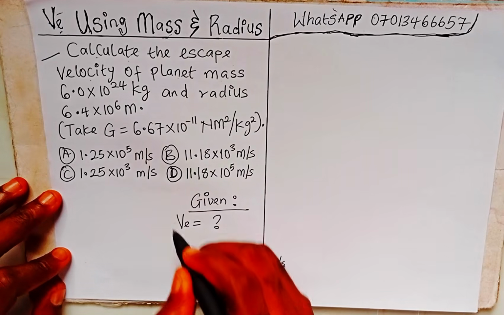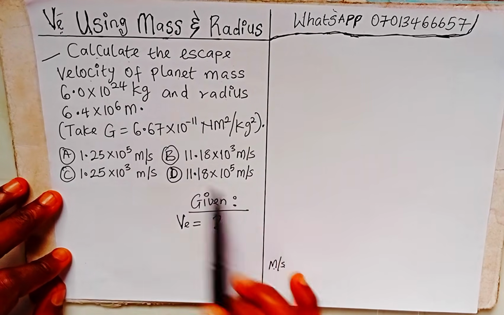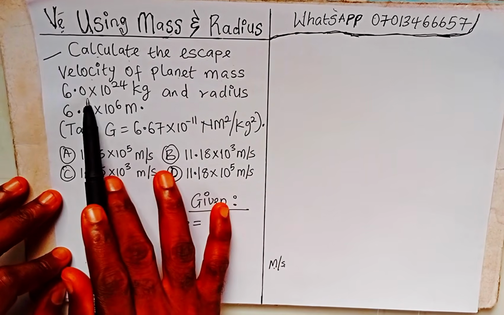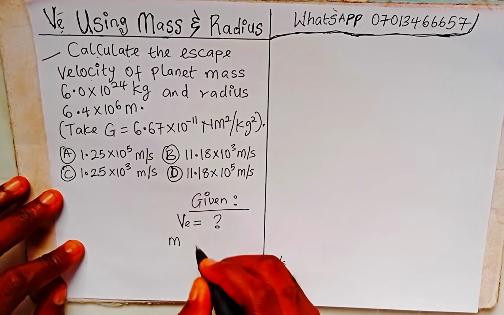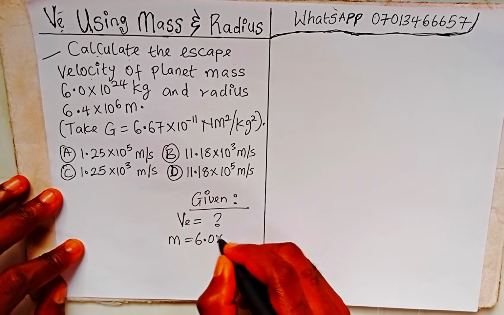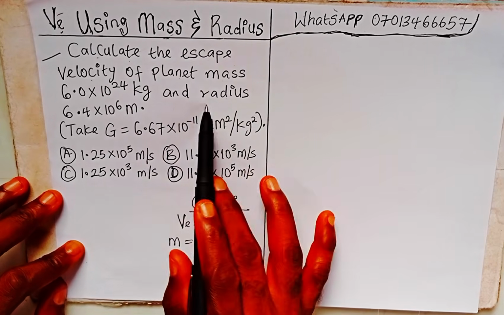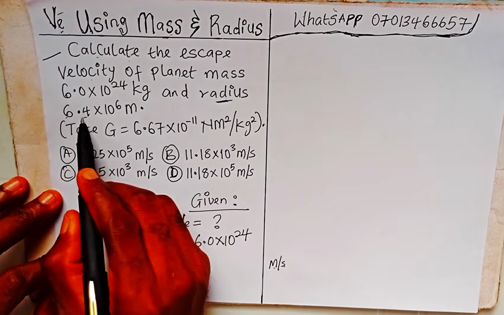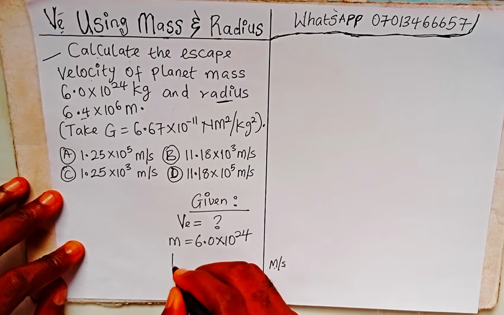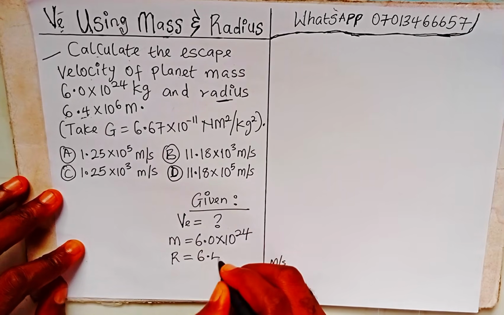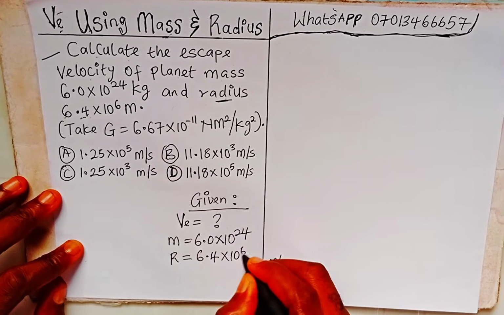The first thing we have to do is to write out all we were given. We were given the planet mass, 6.0 times 10 raised to power 24. So the mass is equal to 6.0 times 10 raised to power 24. We were also given the radius, which is 6.4 times 10 raised to power 6. Radius R is equal to 6.4 times 10 raised to power 6.